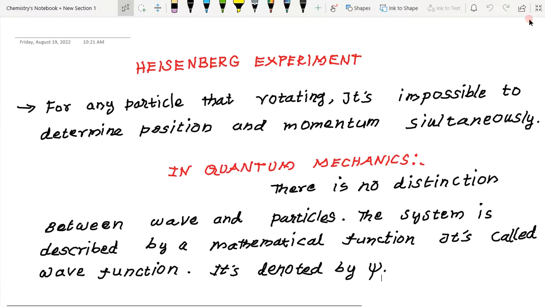Next, the Heisenberg uncertainty principle. For any moving particle, it is impossible to determine position and momentum simultaneously at the same time. But in quantum mechanics, there is no distinction between wave and particles. The system is described by a mathematical function. It is called a wave function. It is denoted by psi.